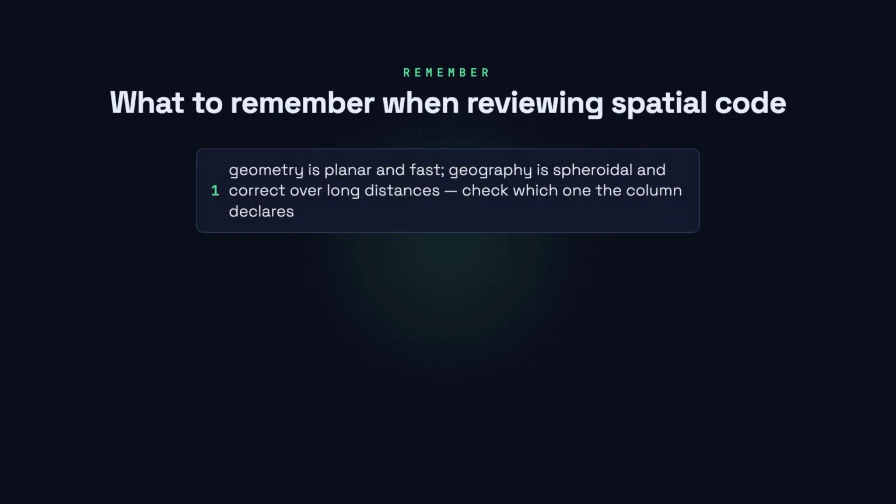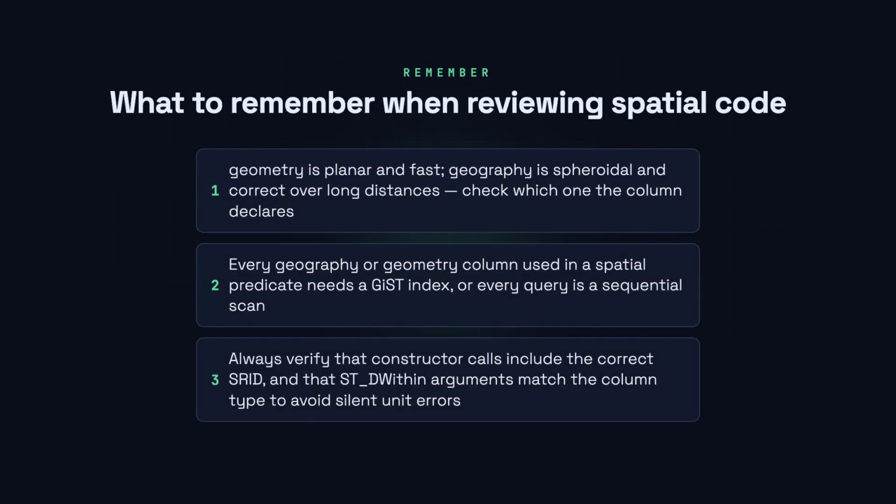Three things to flag in a review. Confirm geometry versus geography is the right choice. Check that a GiST index exists on the spatial column, and verify that SRIDs and types are consistent across every spatial function call.